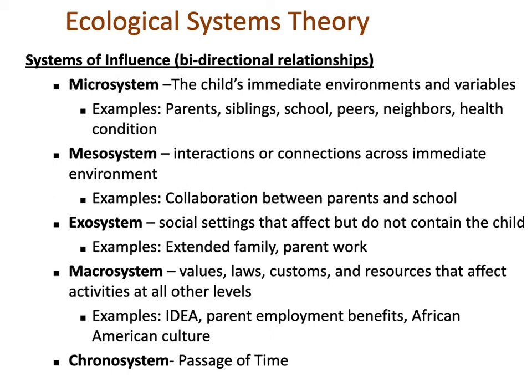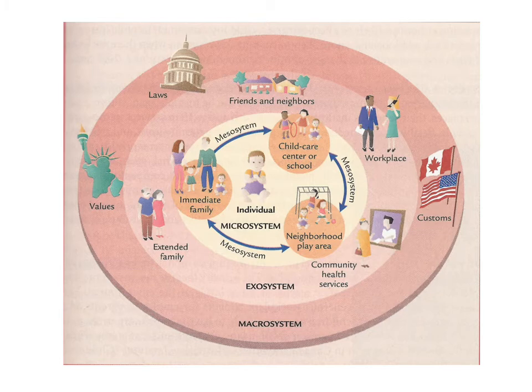Here's the overview of ecological systems theory. There are 5 systems of influence. The first one is the microsystem. Microsystem means the child's immediate environment and variables that the child is regularly exposed to. For example, parents, siblings, school, peers, neighbors, direct health condition. As you see in this figure, the microsystem for this child includes immediate family, child care center or school, and the neighborhood play area.